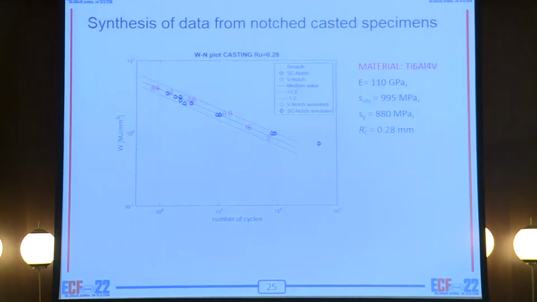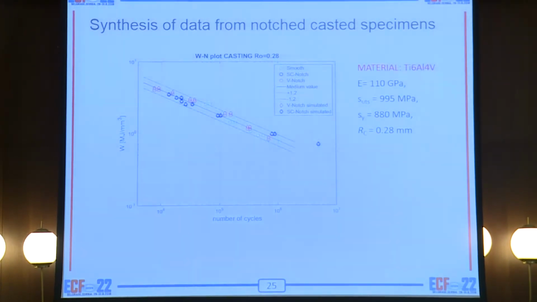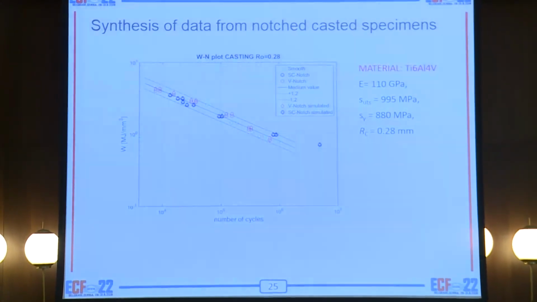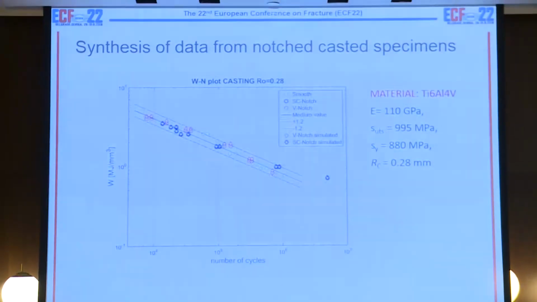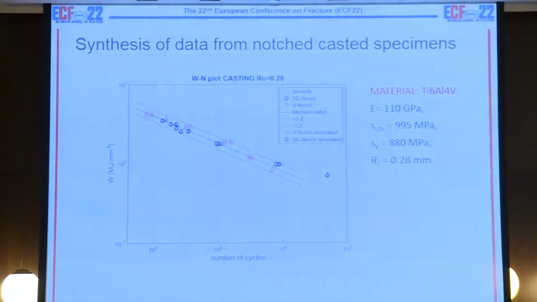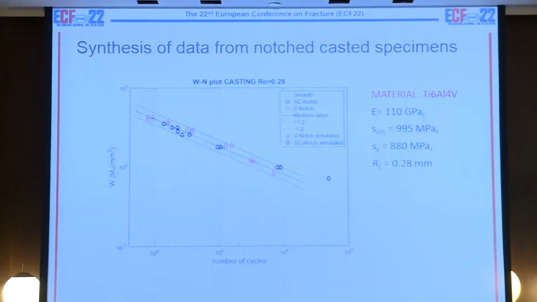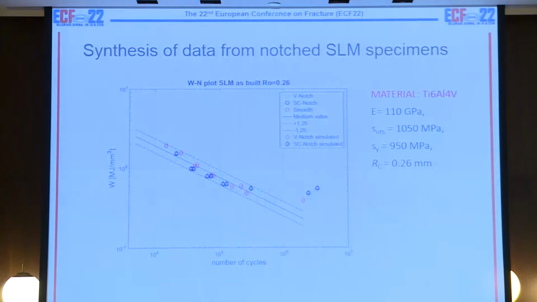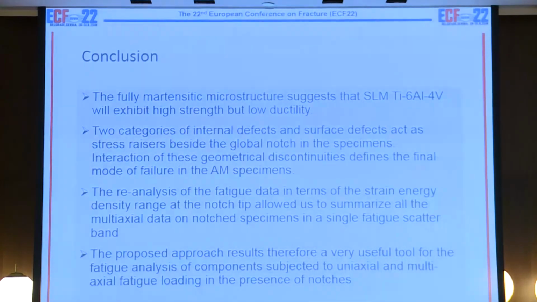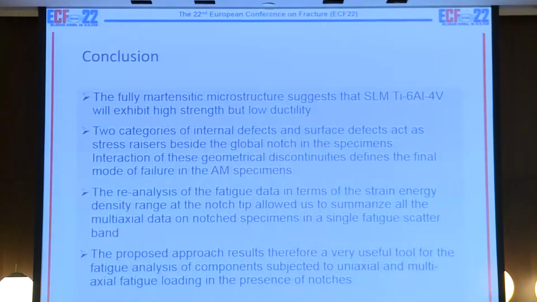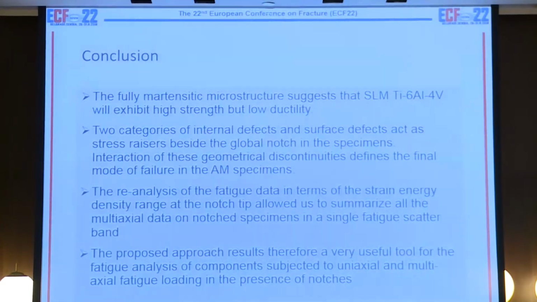So what we did was use this SED method for the first time for the additive manufacture samples, and as you can see, a unique curve was obtained for 3 different geometries: smooth sample, semicircular, and V-notch specimens. This one is the casted sample, and the next one is the as-built sample. And with this method, we can predict the fatigue behavior of the other geometries of additive manufacture components.